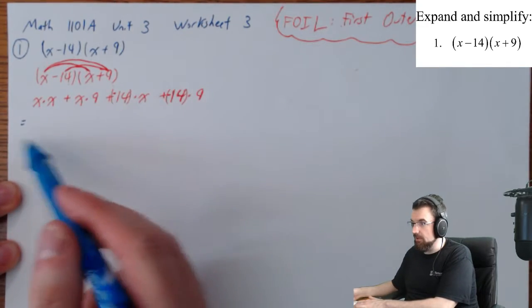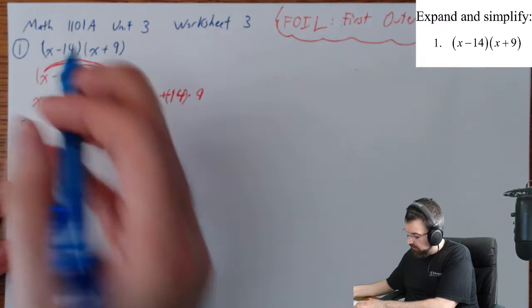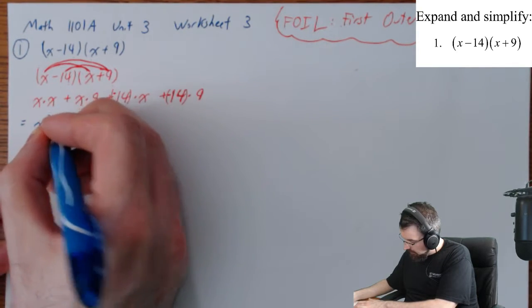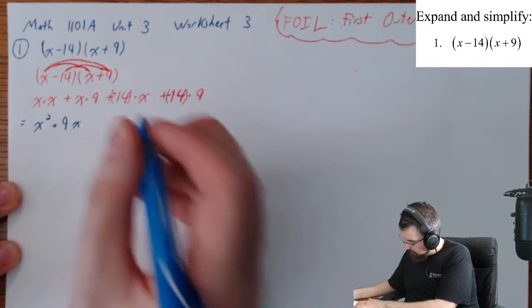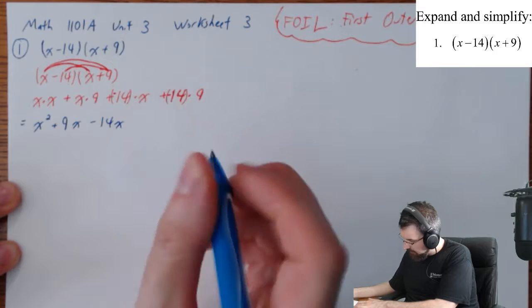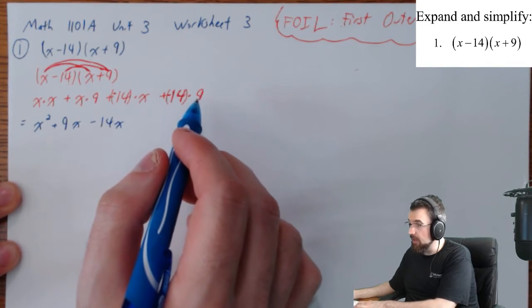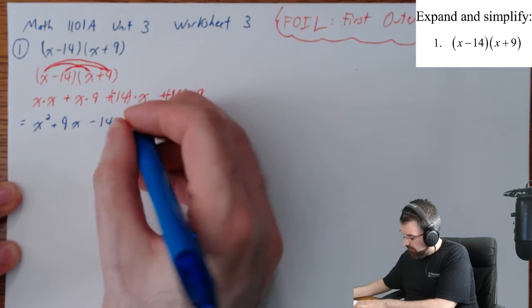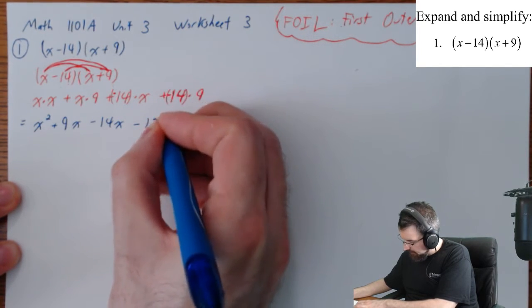Now this blue one is more what you would write down from here, right? So x times x is going to be x squared. 9 times x is going to be 9x. Negative 14 times x is going to be a minus 14x. And negative 14 times 9 is going to be 140 minus 9, 126. So that'd be a negative 126.